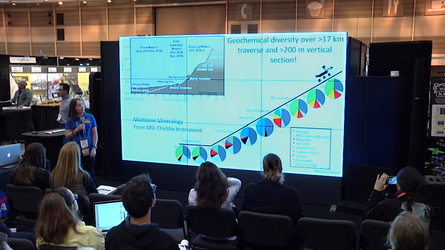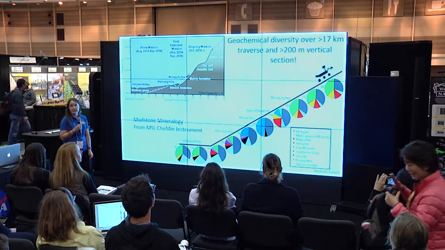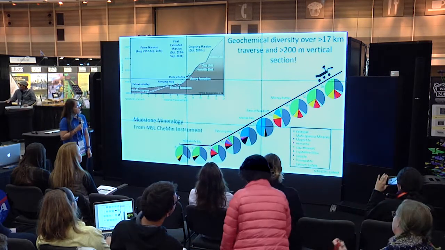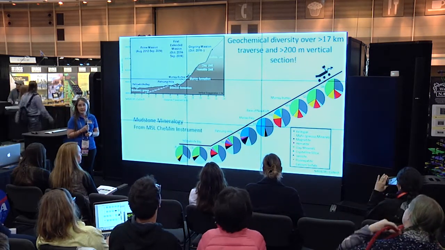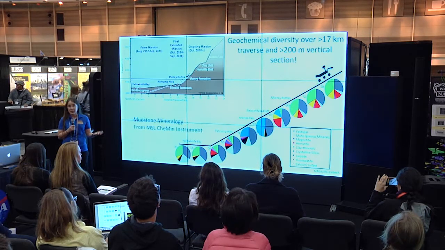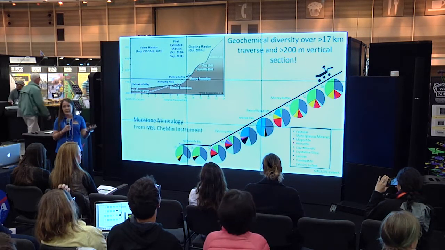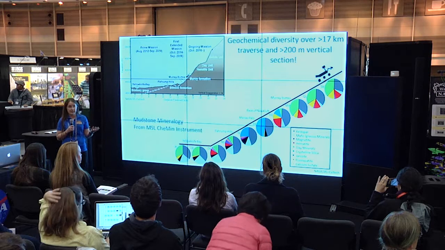So over the last 5 years, Curiosity has traversed a significant distance in vertical section, and she has made a variety of observations that have allowed inferences about past environments at Gale that have included lake environments, river environments, and aeolian environments.